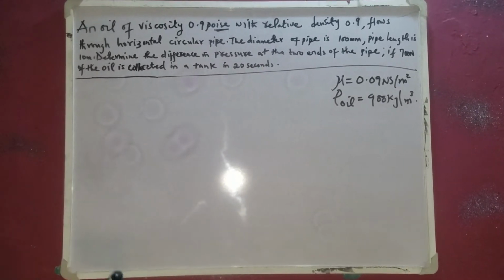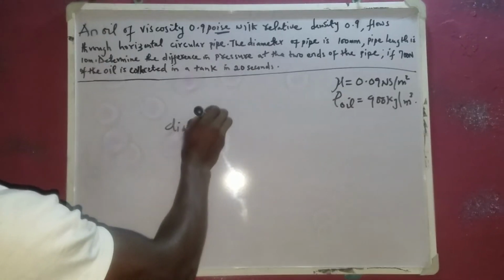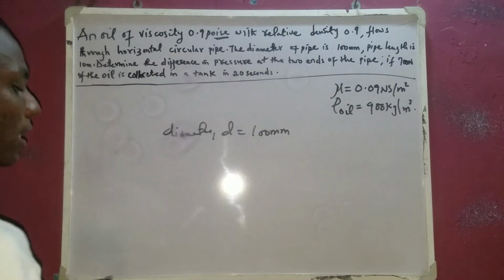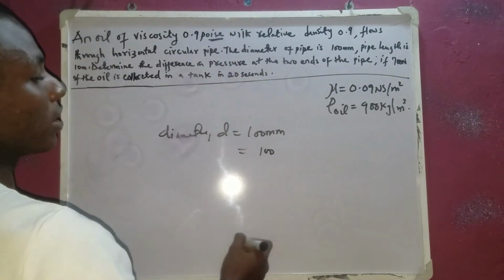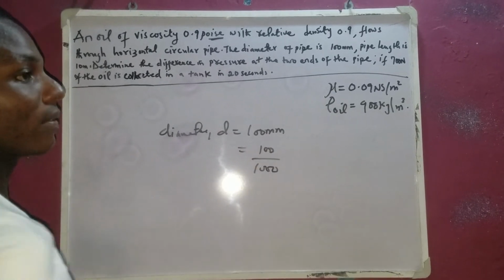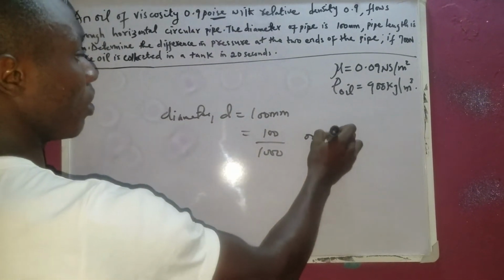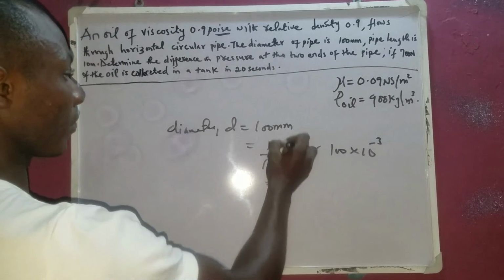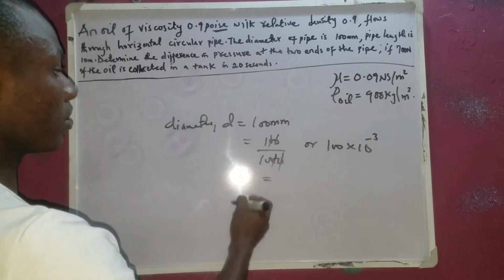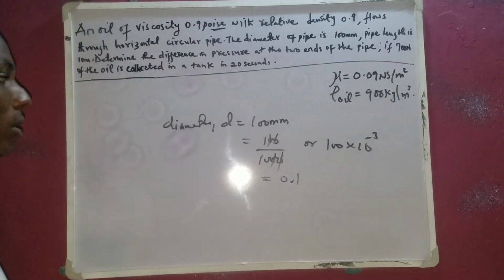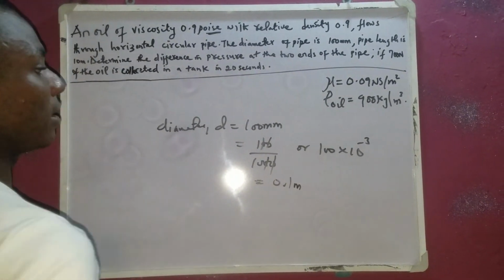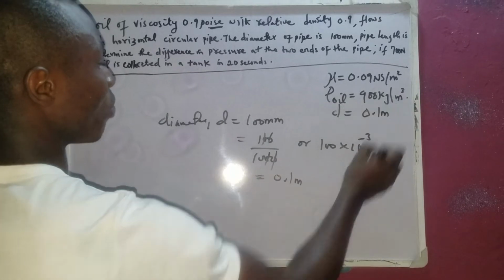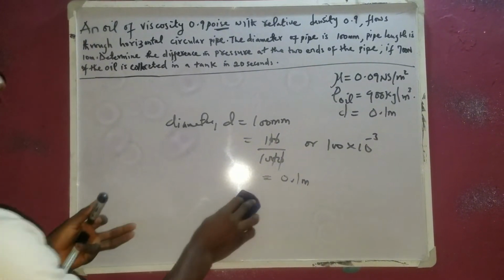We have the diameter D as 100 millimeter. So of course we know how to convert this from elementary mathematics. So this will be 100 divided by 1000, or 100 times 10 raised to the power of minus 3. So this cancels out. So what are we left with? We're left with 0.1. So this is 0.1 meters. So we have our diameter D as 0.1 meters.